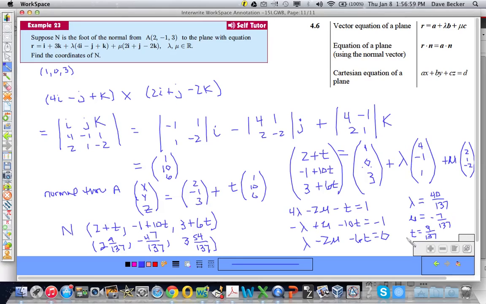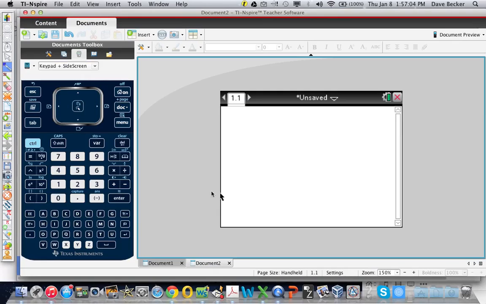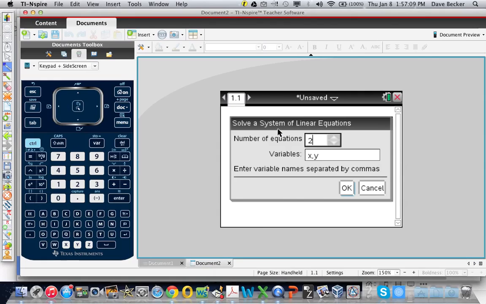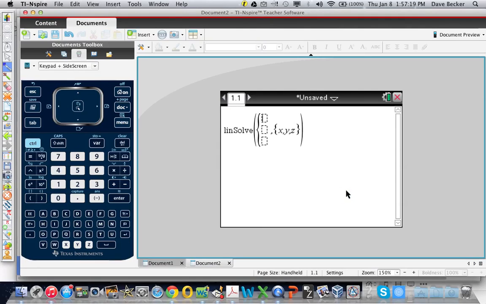But that's all incumbent on being able to do this. And we do this with our handy dandy calculator: menu, algebra. And what I have here is a system of linear equations. So the number of equations I have is 3. The variables are x, y, and z. And now I just have to set up my equation. Lin solve x, y, z. So this is 4x instead of 4 lambda, plus 2y minus z equals 1.